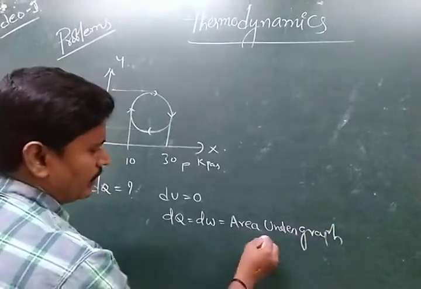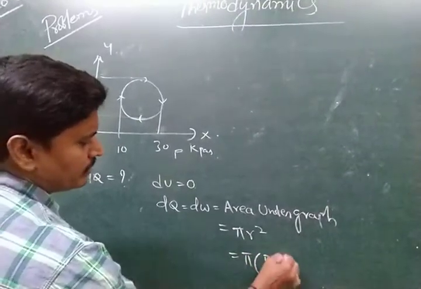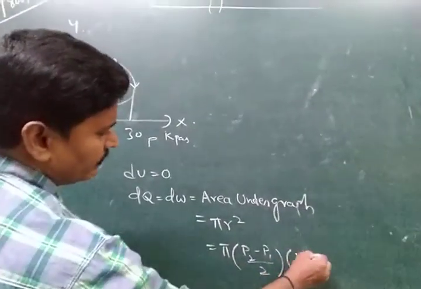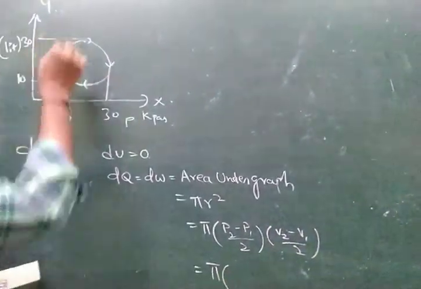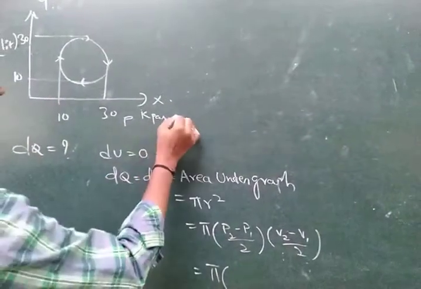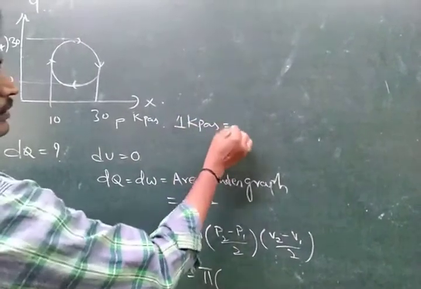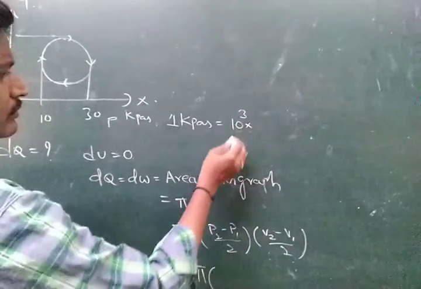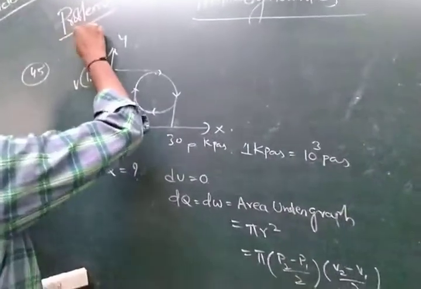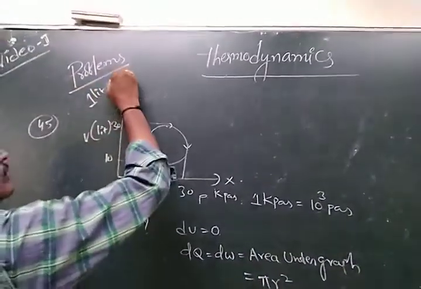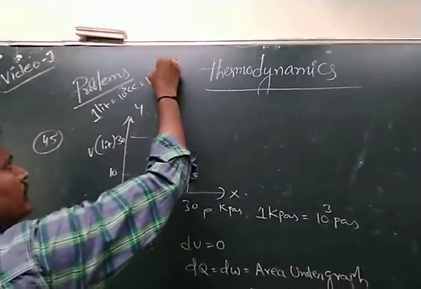So the area under the graph is equal to pi r square, pi into (V2 minus V1) by 2 into (V2 minus V1) divided by 2. Then pi into (P2 minus P1), here in kilopascals. 1 kilopascal is equal to 10 power 3 pascals. Here liters: 1 liter is equal to 1000 cc, that is 10 power minus 3 meter cube.